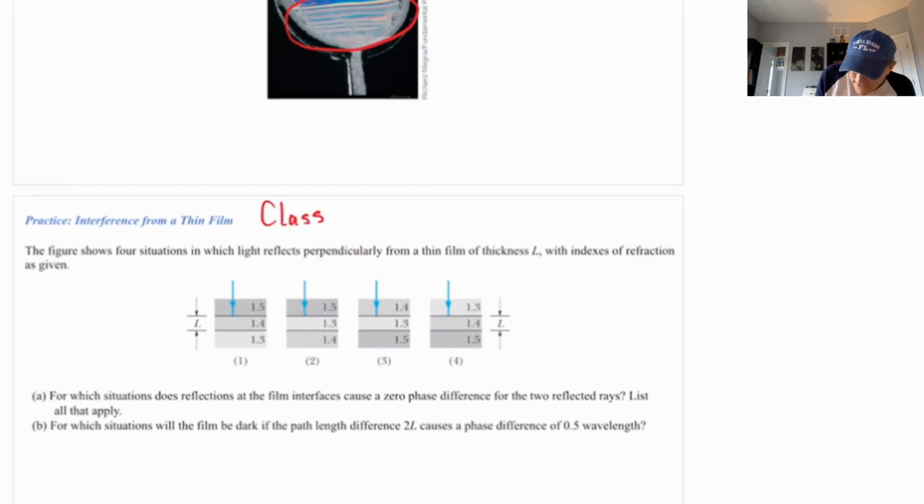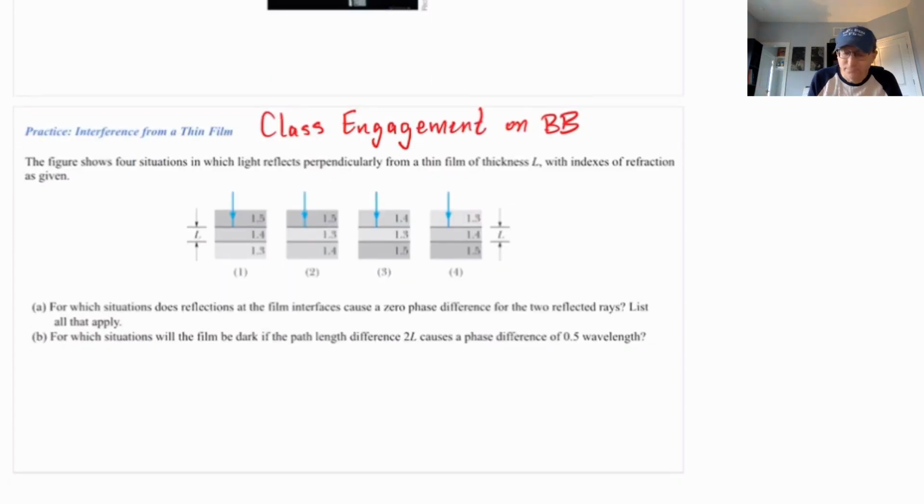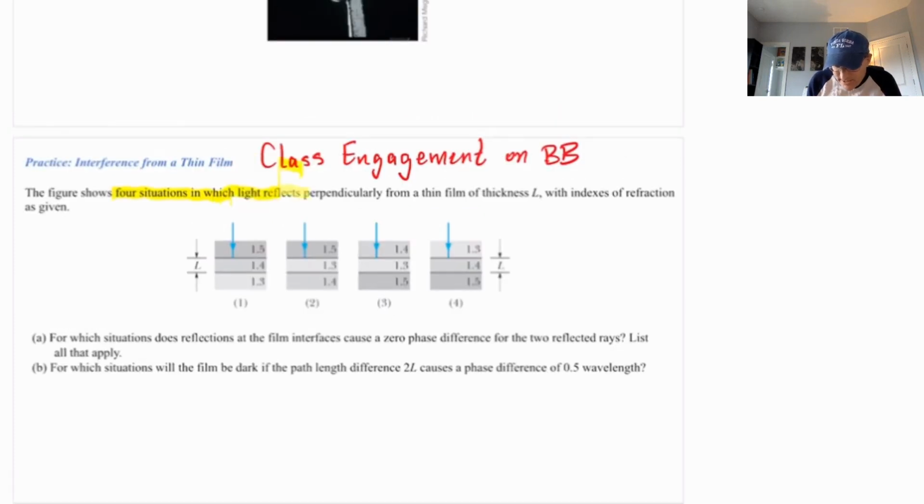But we're going to close this video with a class engagement exercise on Blackboard to practice with the thin film scenario. Here's the situation. The figure shows 4 situations in which light is incident perpendicularly from above, and it reflects from a thin film of thickness L. So that's the thin films we see here in the middle of these 4 situations. That's the key thin film in each situation, the one in the middle.